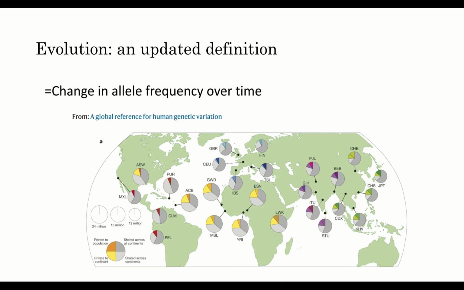Once genes were discovered, a new way to measure and track evolutionary processes was born. This is reflected in the definition of evolution above, which is change in allele frequency over time. We're going to talk more about alleles shortly, but alleles are basically different variants of the same gene. So here we have a map of genetic diversity around the world, which can be measured by looking at the geographic distribution of particular gene variants, which again are also known as alleles.